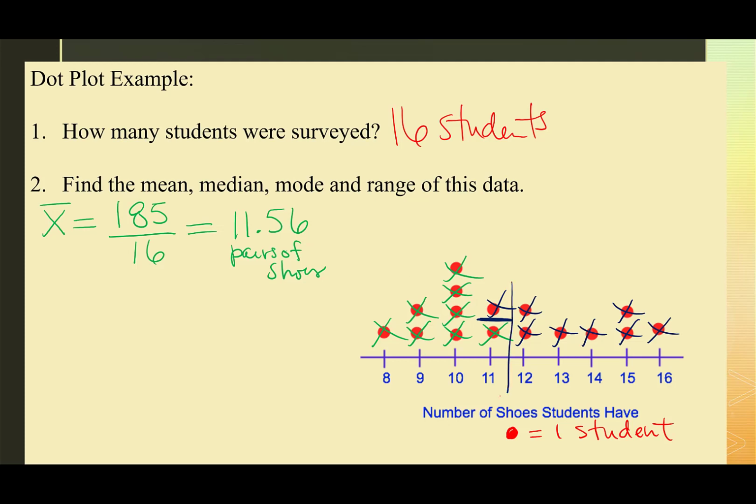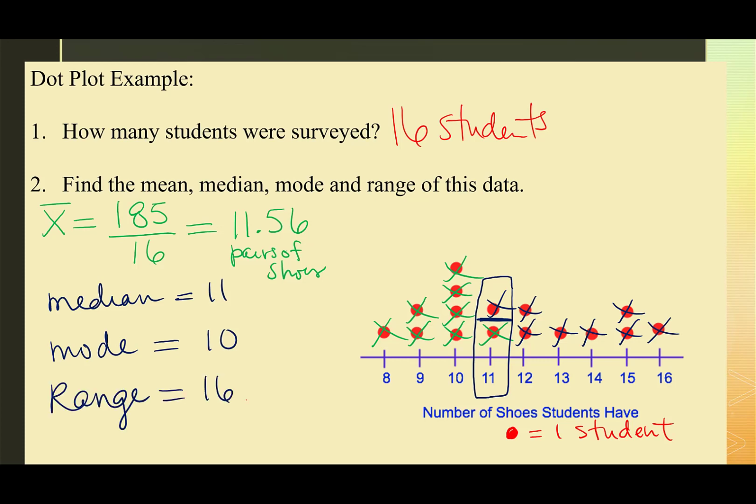And it happens that both of those data points, if we were to average the green X together with the blue X, it's 11 plus 11 divided by 2 is 11, and so it just so happens that our median is 11. The mode is simply the number of shoes with the highest frequency, and you can visually see that 10 has the most red dots. The range is the largest number minus the smallest number, which is 16 minus 8, which is 8.